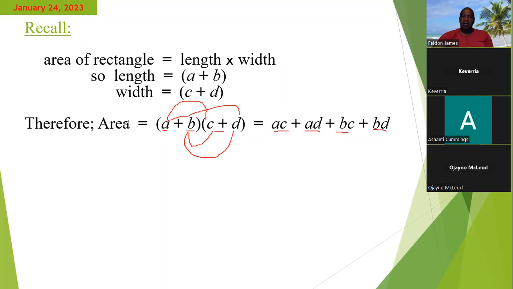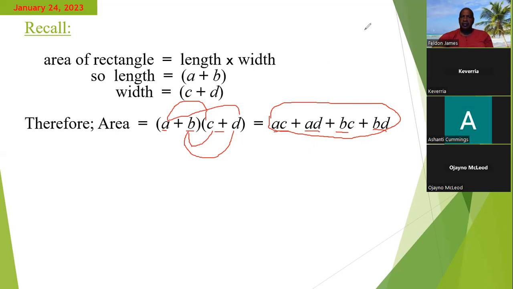So when you expand or when you remove the brackets of two binomials, you should have four terms in your expressions. Now there are some cases where two of these terms may simplify to a single term, especially when you're looking at expressions that lead to what we call quadratic expressions.